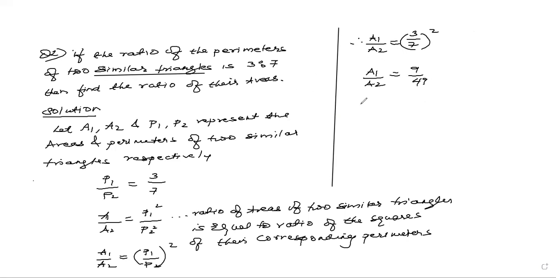Got it? So the ratio of the areas, answer equals 9 is to 49. This is the answer. Okay, children? Now, we move on to the next sum.